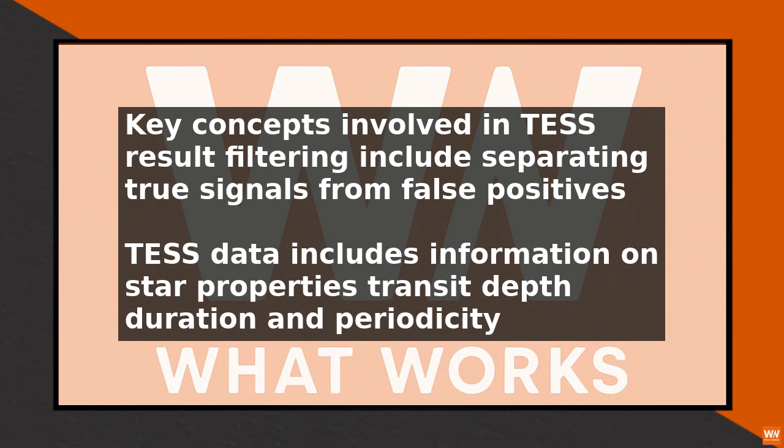To begin filtering, start by selecting a dataset from the TESS archive. Choose a sector or a specific star of interest and download the corresponding light curve data. A light curve is a graph of the star's brightness over time, which can reveal transit events.